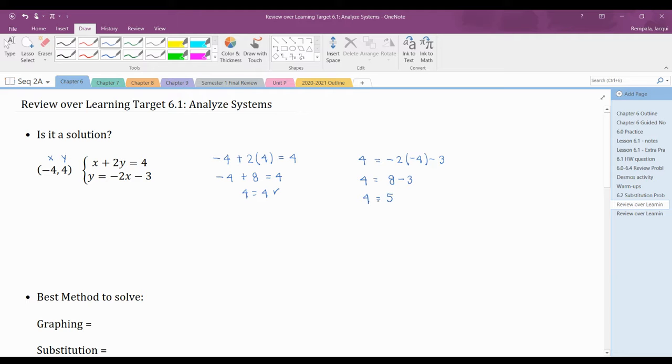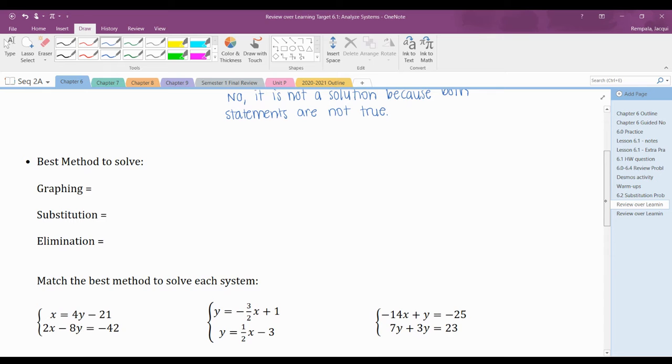That's 5. So notice that in this case, I got a true statement with the first one, but not a true statement with the second one. I have to have two true statements in order to say that I have a solution. So the moment I have one false statement, I'm going to say, no, it is not a solution. And this is because both statements are not true. And that's how we determine whether or not we have a solution.